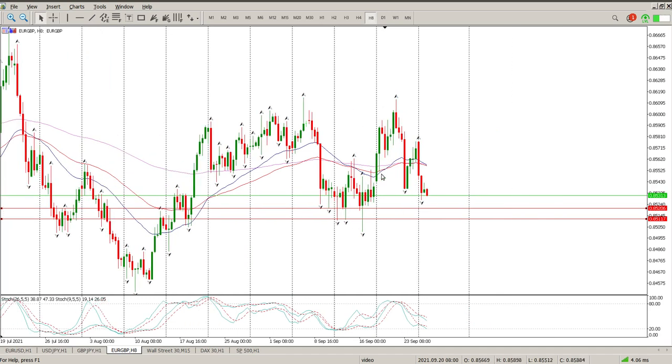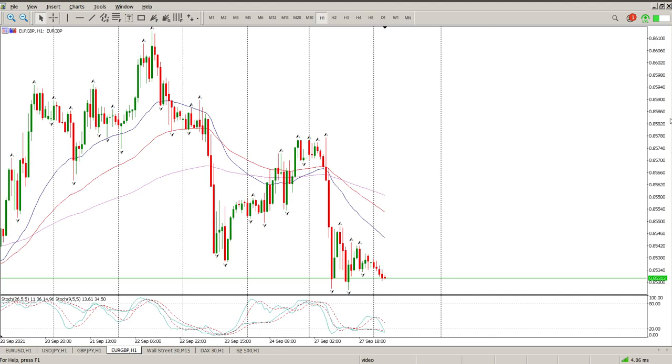We have broken through here. This could be seen as a cup and handle as well. But I want to see a rejection of the 155 on the 8-hour before I commit to the downside. So this one I'm kind of sitting on my hands. I'm not really interested in it just yet.